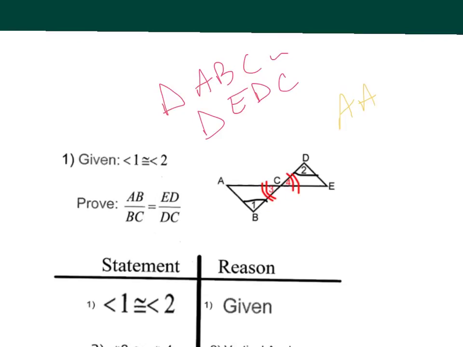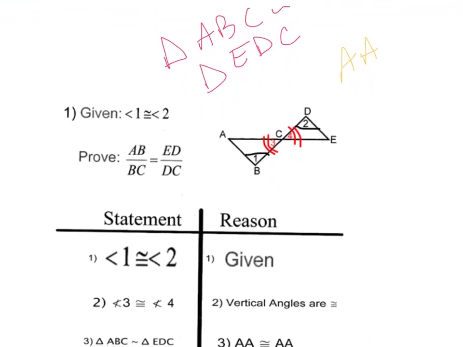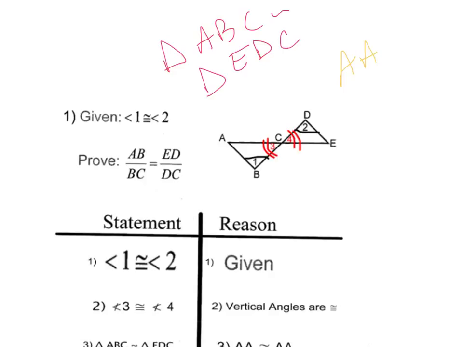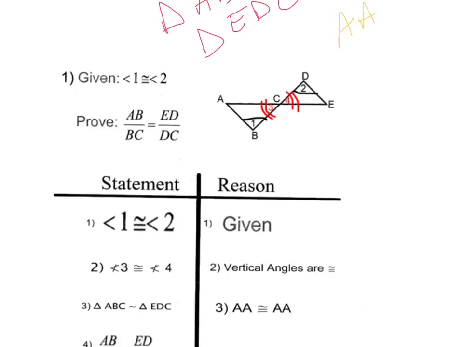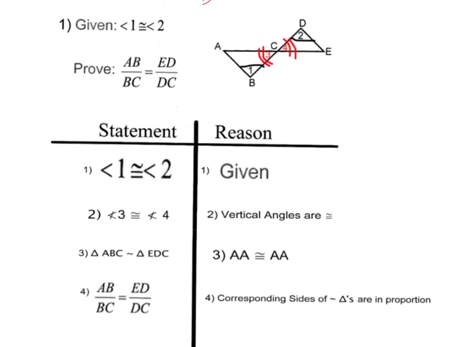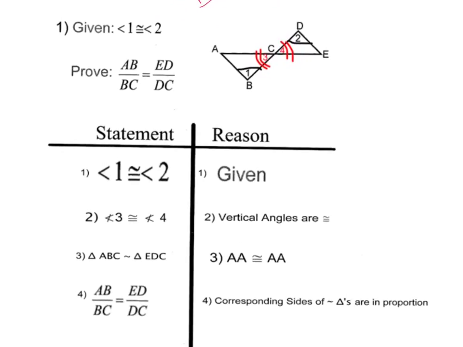Angle 1 is congruent to angle 2, given. Angle 3 is congruent to angle 4, vertical angles are congruent. And then I'm going to prove that the triangles are in fact similar from angle-angle. And then this next statement and reason is the new part of today's lesson, which is the fact that AB over BC is equal to ED over DC because corresponding sides of similar triangles are in proportion. So this is a new reason. Please make sure you're making a note of it. Corresponding sides of similar triangles are in proportion.